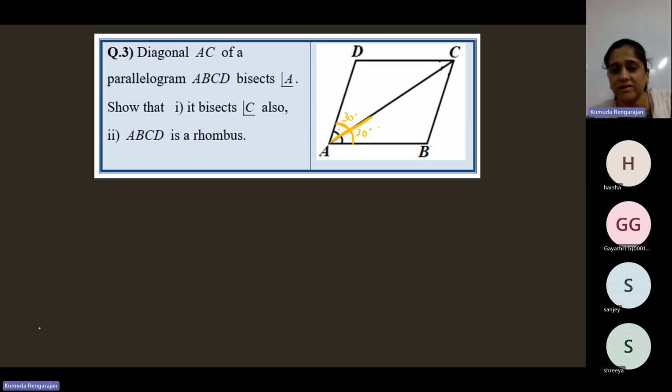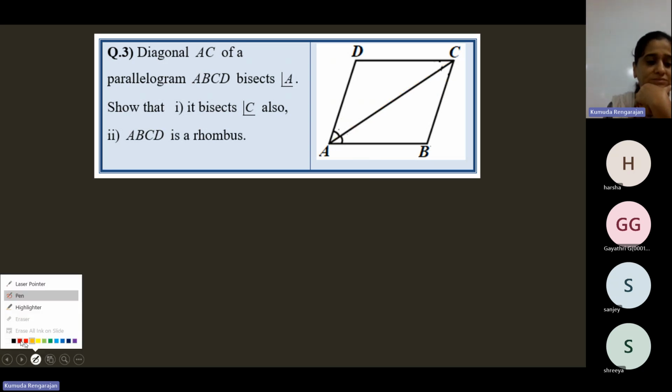If a side is bisected, like supposing this line segment bisects AB, that means this one is the midpoint of AB. The side is bisected. That means this portion is equal to this portion. So here the angle is bisected. Diagonal AC of a parallelogram ABCD bisects angle A, so this angle is divided into two equal angles. Show that it bisects angle C also. You must show that this diagonal AC also divides angle C into two equal portions. Now it's given angle A is bisected. You must prove that angle C is also bisected.